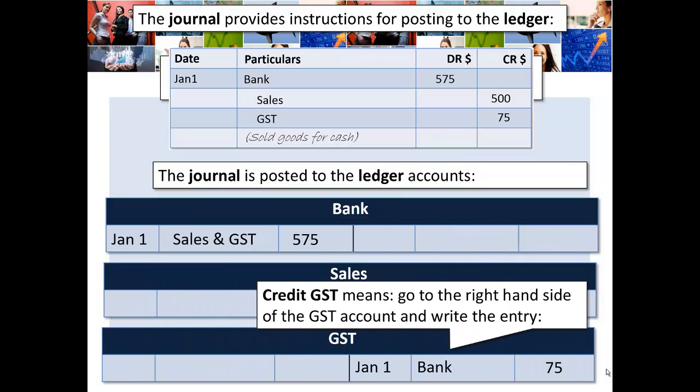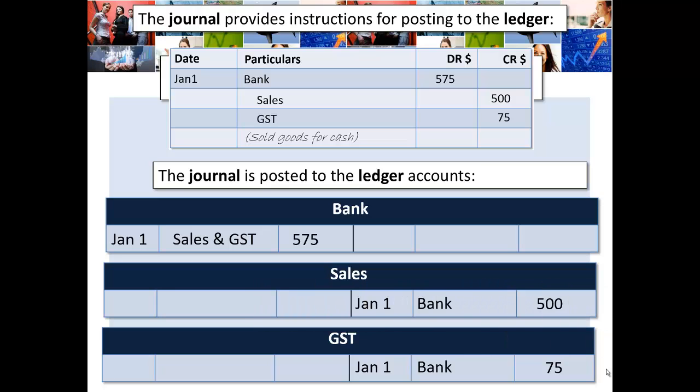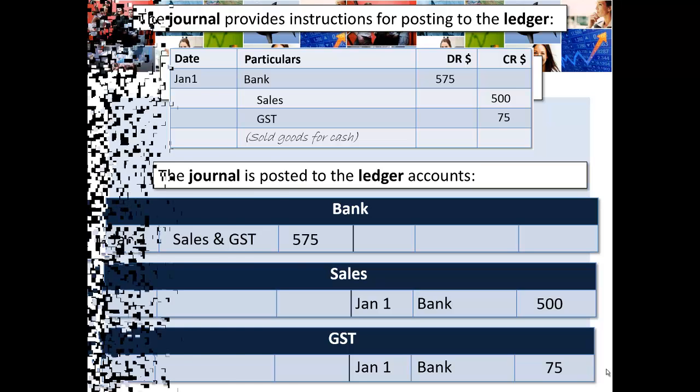And we have a ledger account called GST. So we've got to credit GST. GST is a liability. That liability is increasing. That's $75 extra that we now owe to the government that we didn't before the sale. Credit GST means we go to the right hand side of the GST account and put in that entry. Bank is the cross reference here. So sales and GST, 575 debit bank, 500 sales, $75 GST, the two credit items.